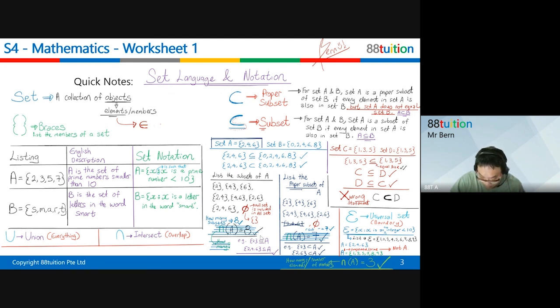Then I made a little mistake with the n. Remember the n? The n means how many. It's not how many subsets here. It's how many members, how many elements inside the particular set. So this is what we did last week.